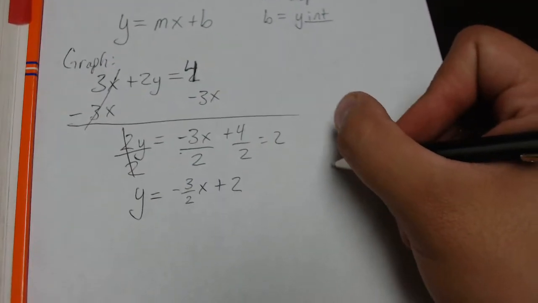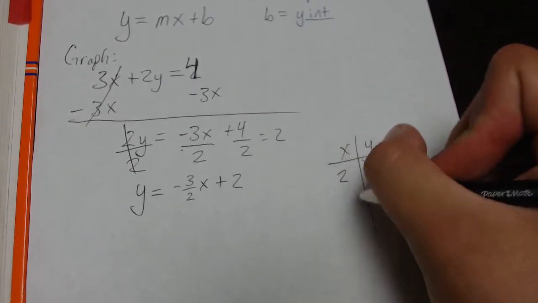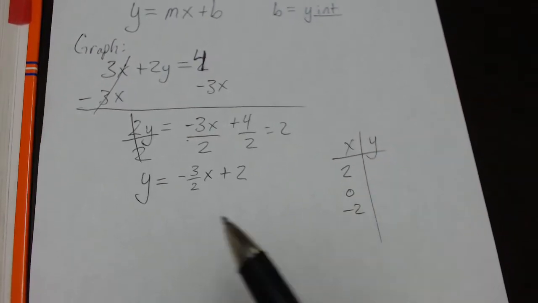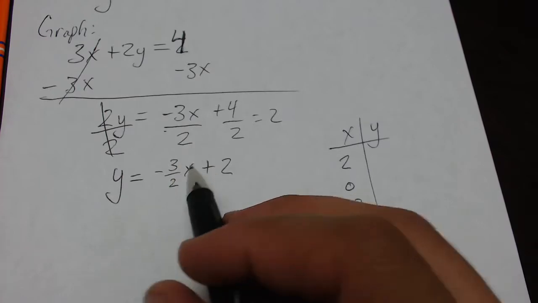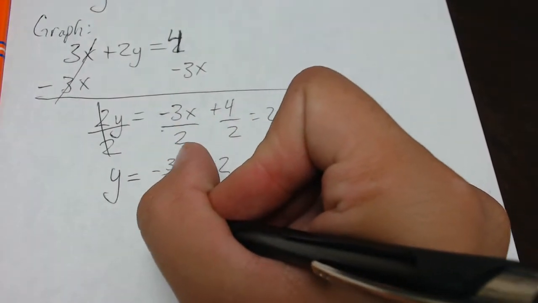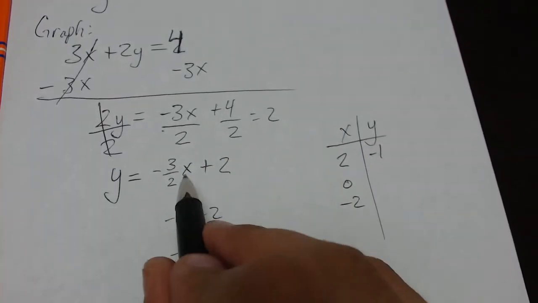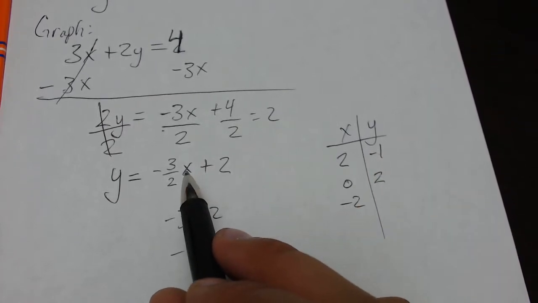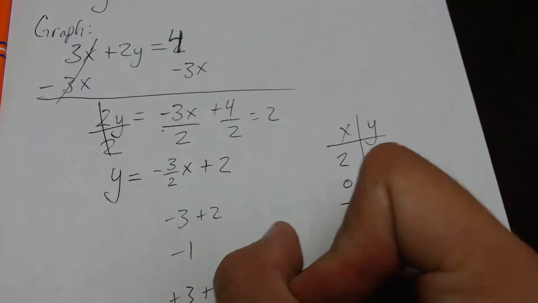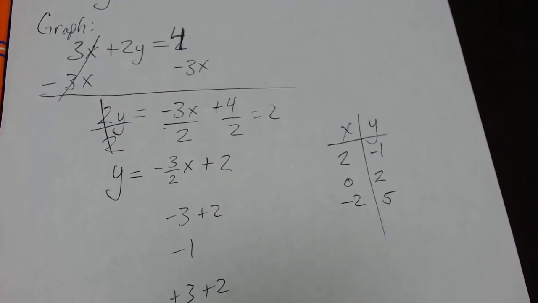I can go ahead and use an x and y table. I can plug in 2, 0, negative 2. And again, I'm picking my denominator of my slope so that way I can get whole numbers. And then I'll start solving. If I plug in 2 for x, I end up getting negative 3 plus 2, which is negative 1. So y will equal negative 1. If I plug in 0, y will just become positive 2. If I plug in negative 2, that's going to become positive 3 plus 2, which makes y 5. So now that I've got 3 points, I can go ahead and graph this line.